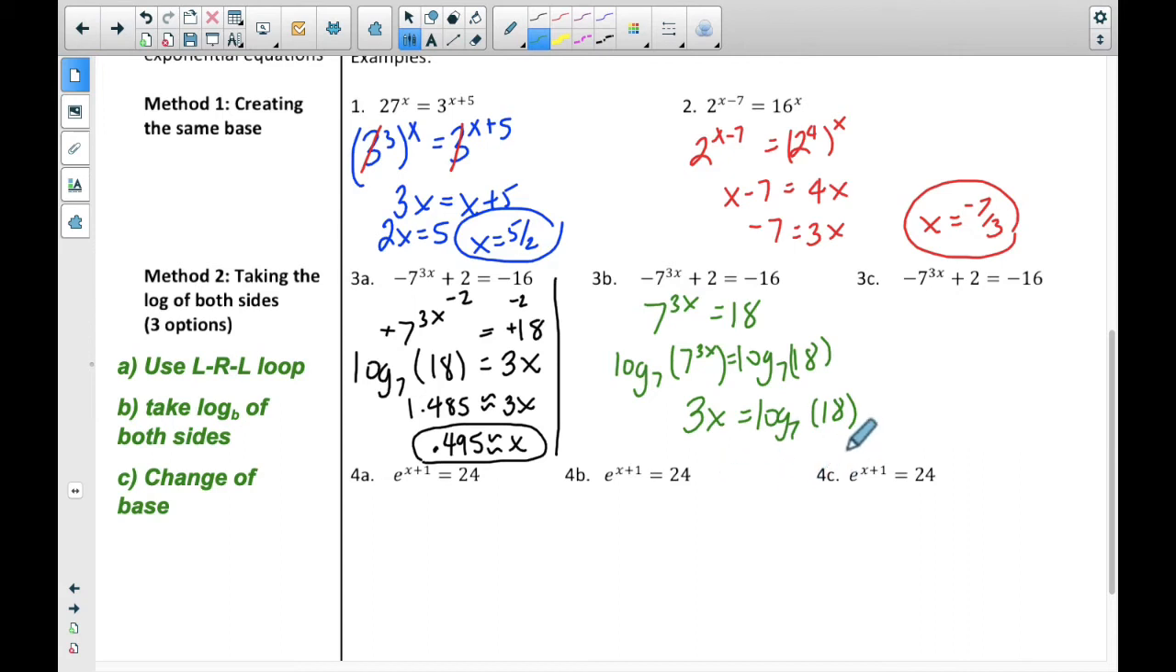All right, now at this point, I can put this into my calculator. Again, I would get 1.485. And then I divide it by 3, and I get 0.495. And those should be approximately equal to.